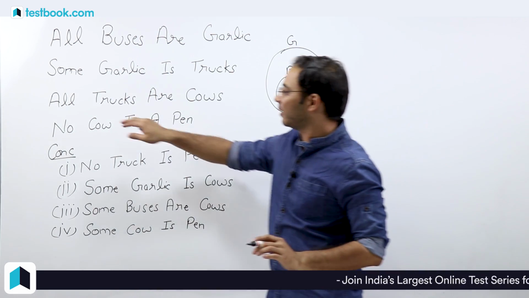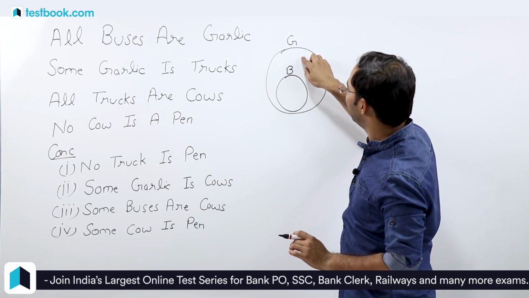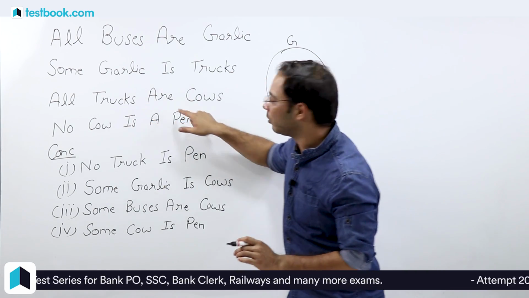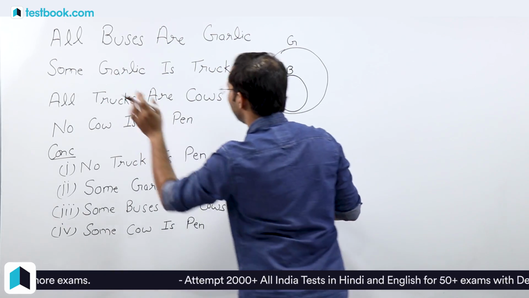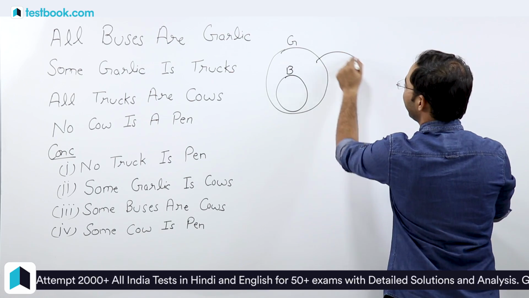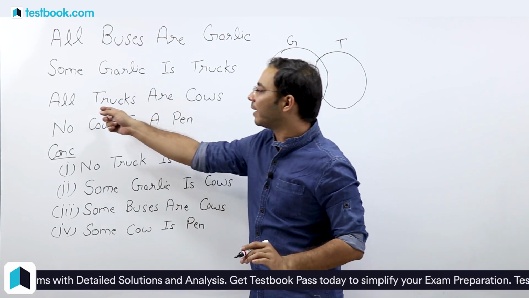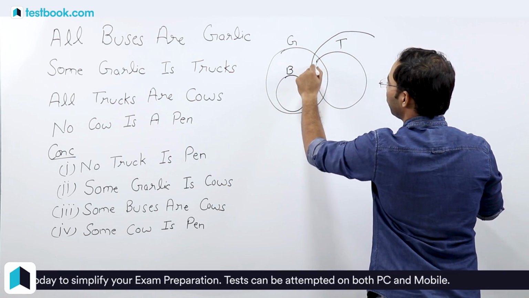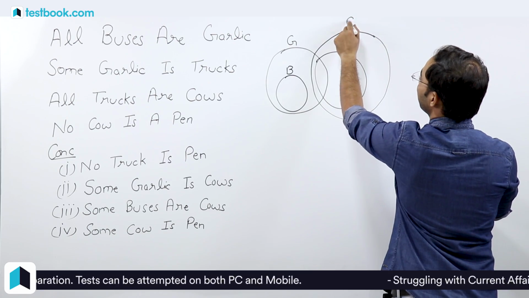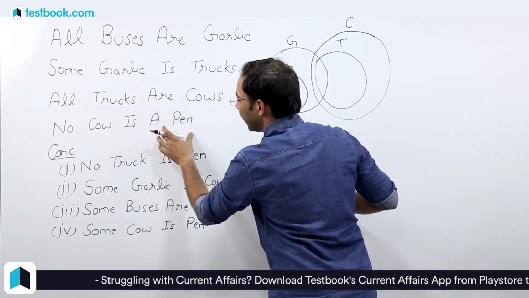After that there is another, all trucks are cows. Now there is no relation between garlic, buses and trucks, cows as of now. So we will make a diagram for some garlic is truck. Okay. Now we can make the diagram for all trucks are cows. So trucks will be in the cows diagram. After that, no cow is a pen.